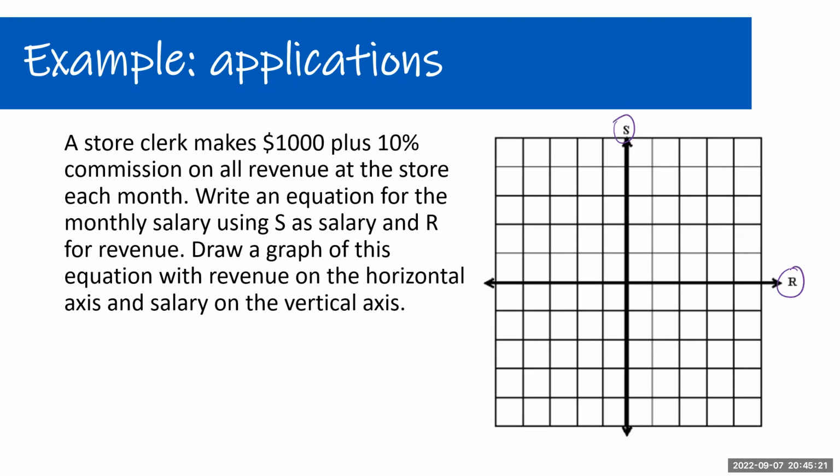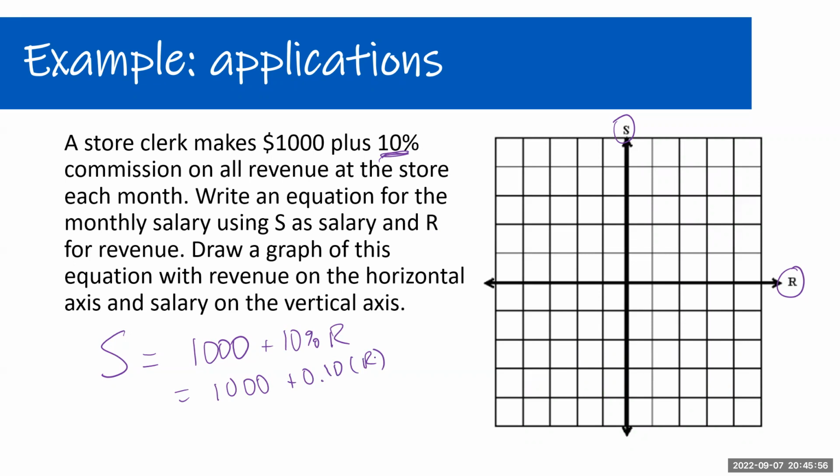Okay. Now we know that that clerk makes a salary of at least $1,000, right? So she makes $1,000 no matter what. But then on top of that, she makes 10% of the revenue. So she's going to make plus 10% of R. But 10% isn't really a good mathematical way to write things, right? If we're talking about writing an equation. So let's write the decimal form of that. Let's say S equals 1,000 plus 0.10 times R. This would be the equation that we want to write.